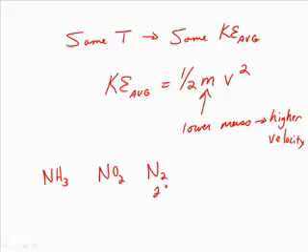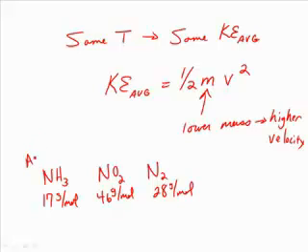Nitrogen is going to be about 28 grams per mole. NO2 is about 46 grams per mole. And ammonia is about 17 grams per mole. So the ammonia is going to have the highest average velocity. So choice A is correct for question 2.